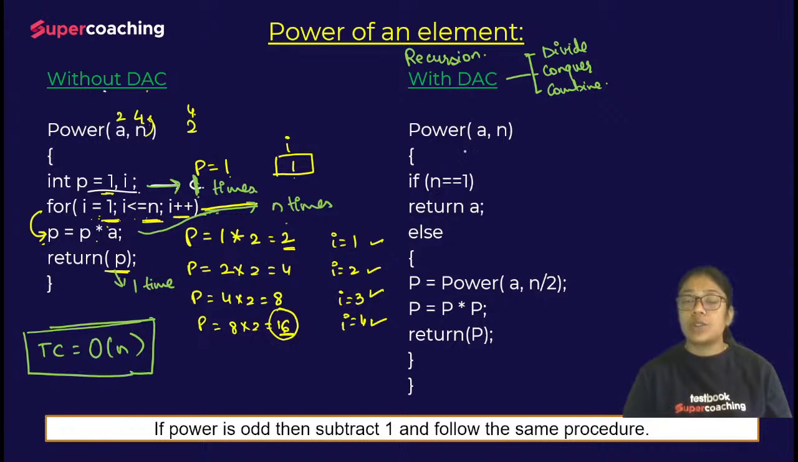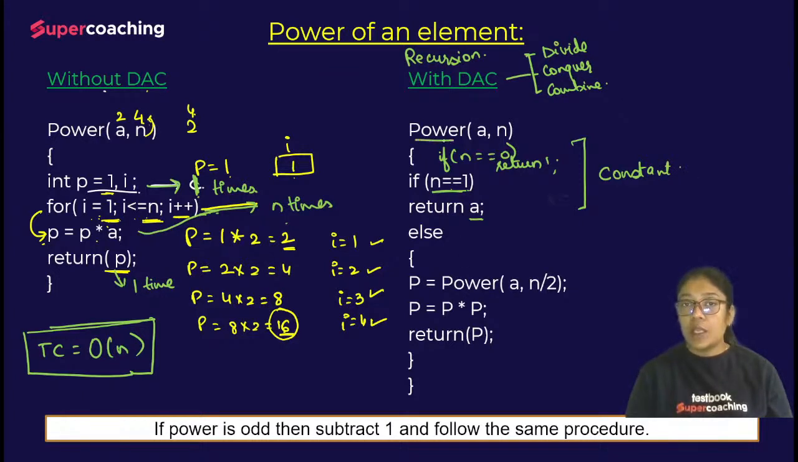The termination condition here is: if n is equal to 1, then it will return a only. This is not going to handle the case of 0, so you can include: if n is equal to 0, then it will return 1. It will be great if you can include this. Anyhow, this will take constant time, because we are directly returning some answer.